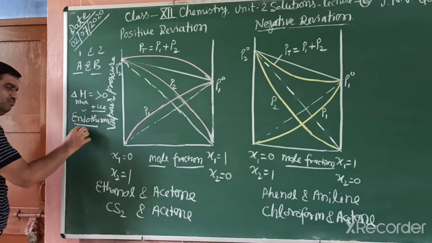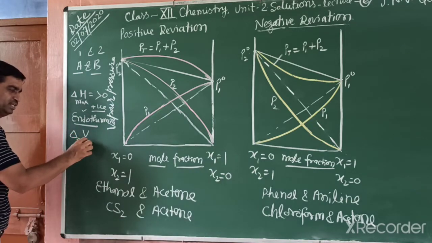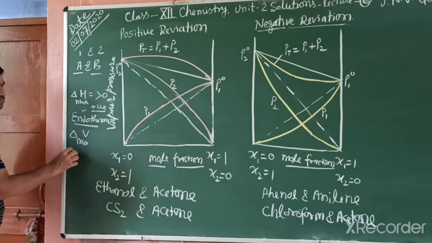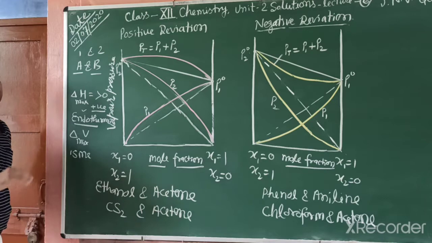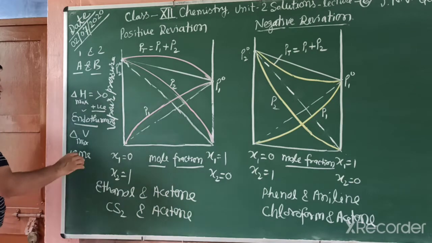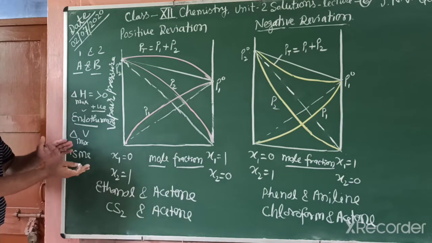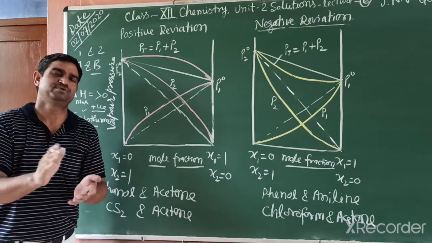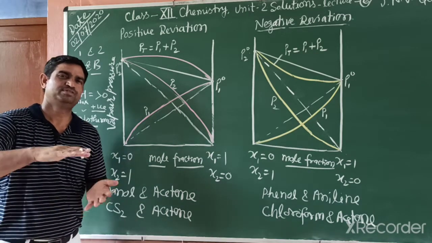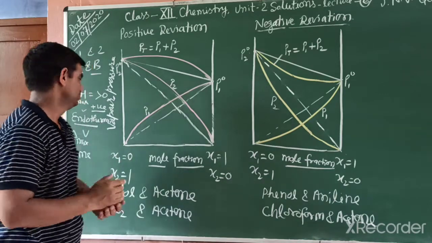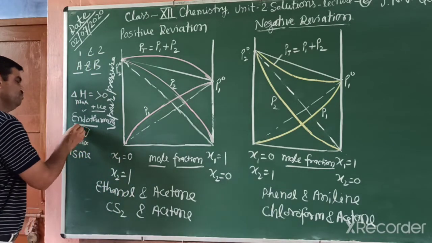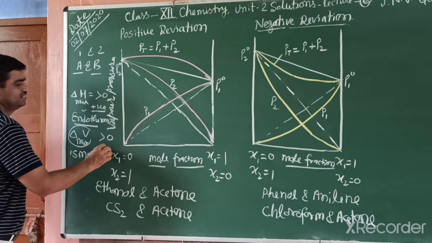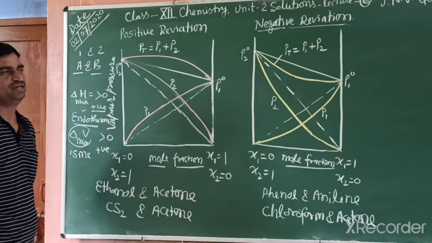The volume of mixing: in that experiment I take 15 ml of chlorobenzene and 10 ml of benzene and mix them, then the total amount is 15 plus 10, 25. If this volume is more than 25, it means the volume of mixing is also more than 0, you can say positive, and that time the deviation is a positive deviation.